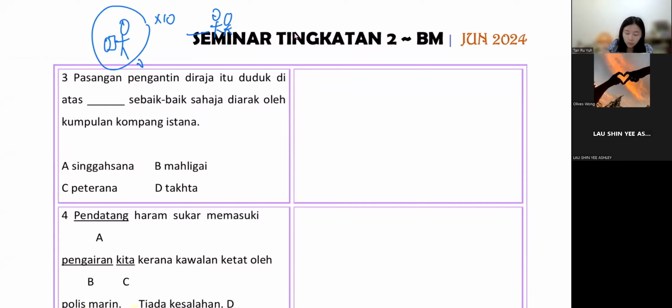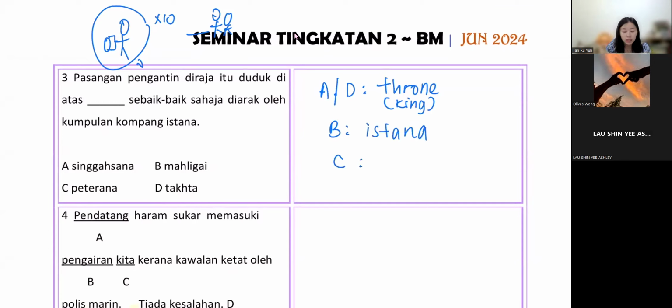Okay, singgah sana and donkey is throne, normally used for the king's place. B, maligai is normally saying istana. C is saying the bride and the groom sitting place. Ashley, what's your answer? C, yes, correct. Okay, number 4.